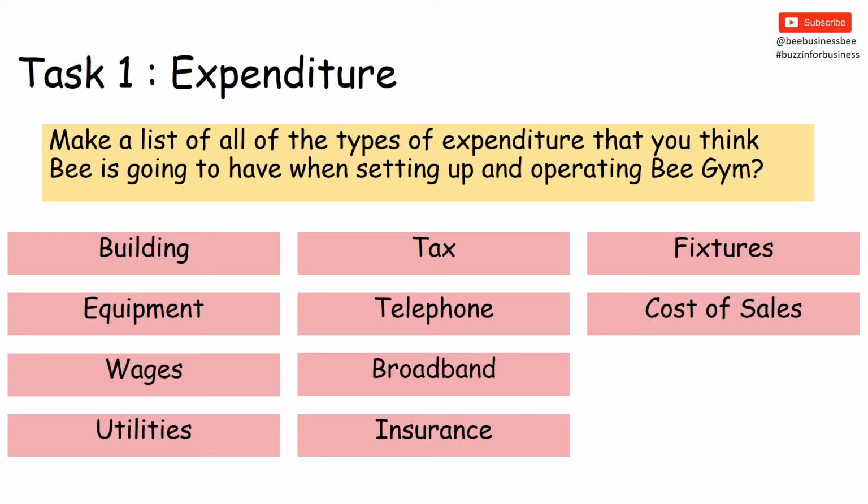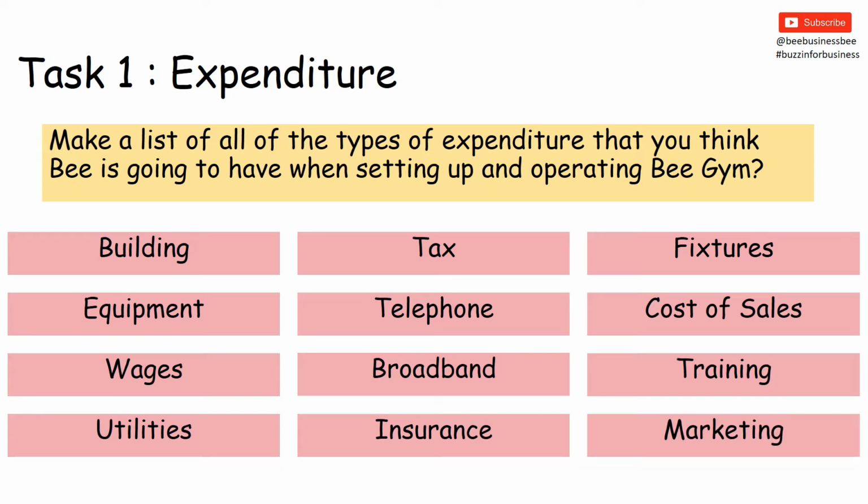paying for the cost of sales. So for example, in the vending machine, the cost to buy the crisps, for example, the cost to buy the food that's being sold, so that's what a cost of sale is. Or even if he sells a t-shirt, for example, the cost of buying the t-shirt. Training, so for example, to train his staff, and obviously marketing costs.